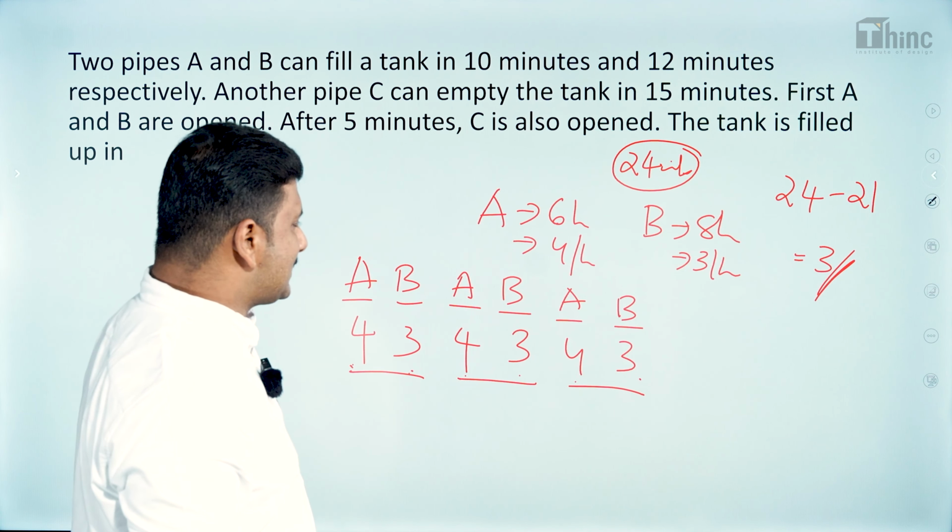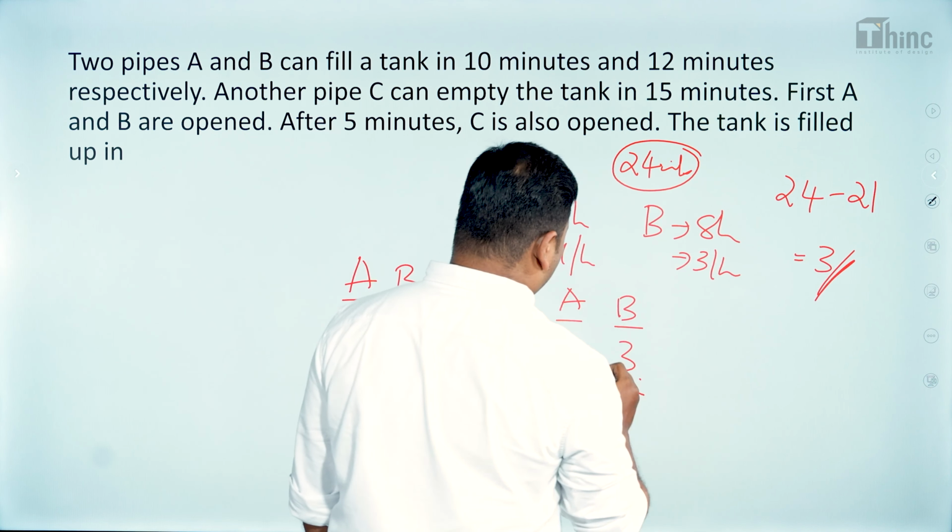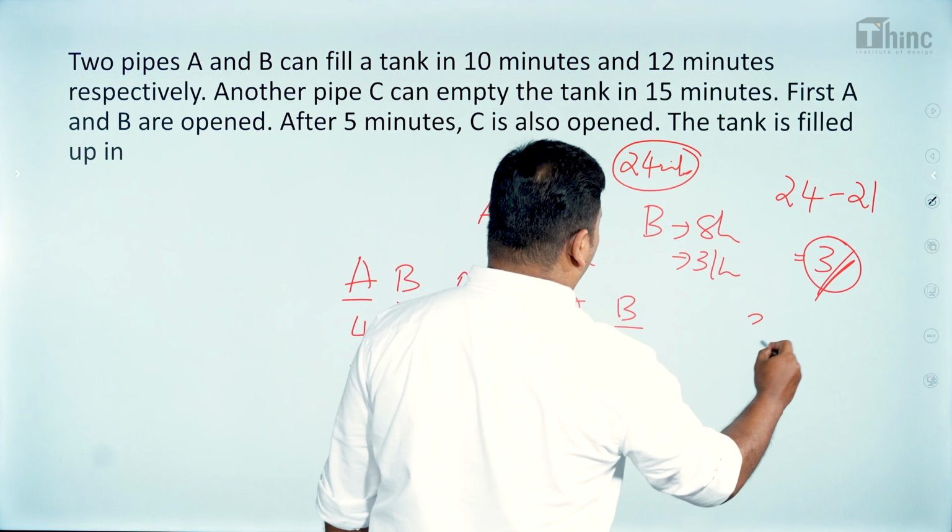Now who is working the next hour? A is working the next hour. A will do how many units? 4 units in an hour. So for doing 3 units, A needs 3 by 4 more hours.